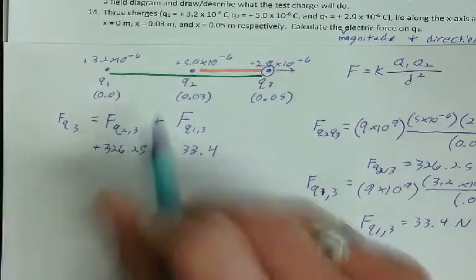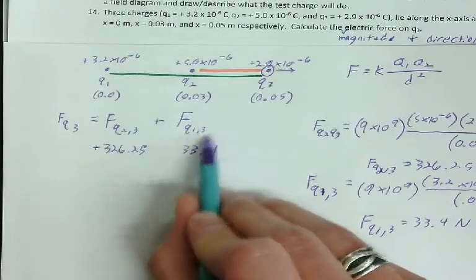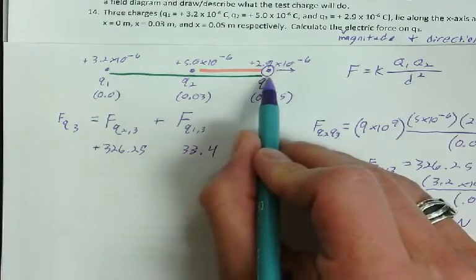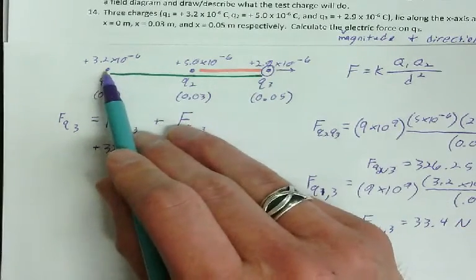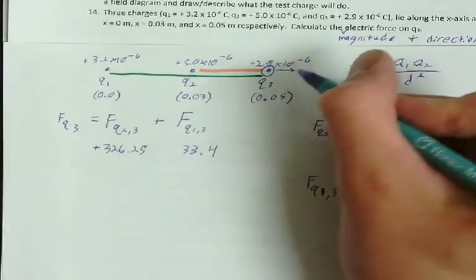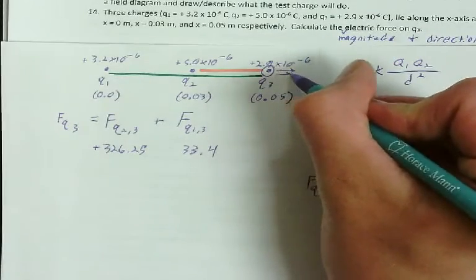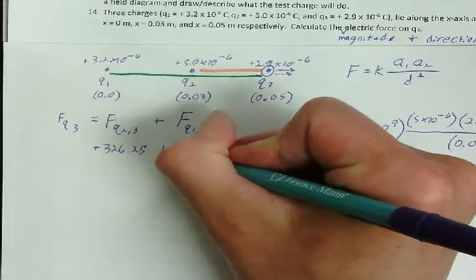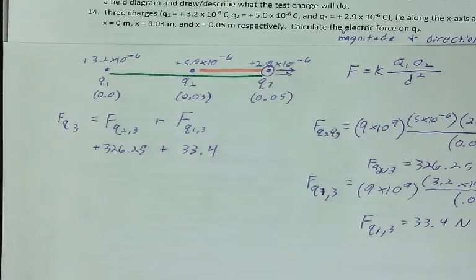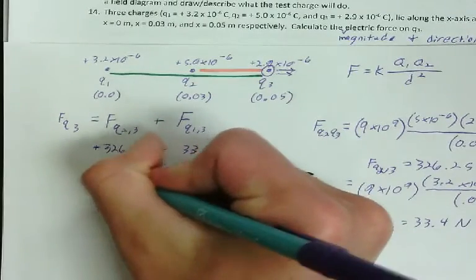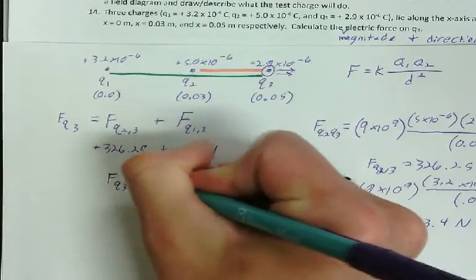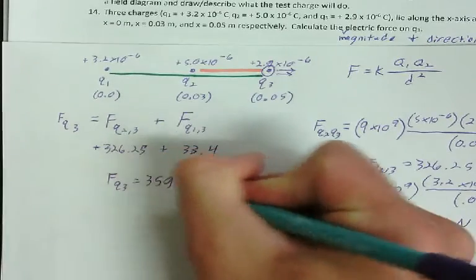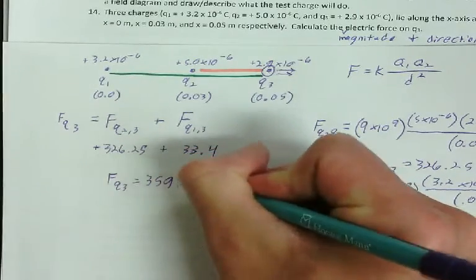Then I look at 1 and 3. What direction will 3 move because of 1? 3 is positive, 1 is positive, like charges repel. It'll be repelled away from Q1, which will go to the right in this case. So this will also be plus. All we need to do is add those two numbers together, 33.4 to 326.25, and we get the force on Q3 to be 359.6 newtons.